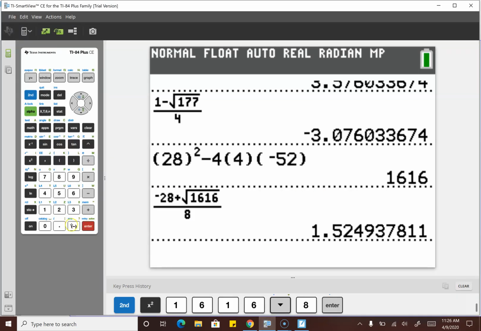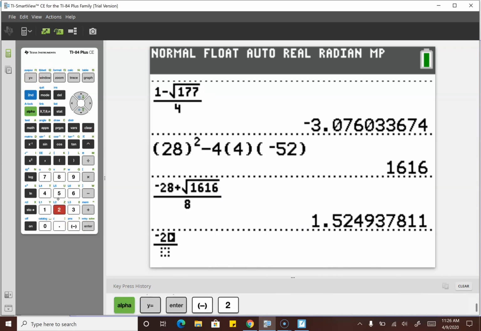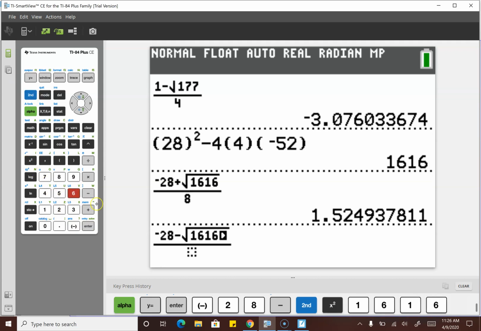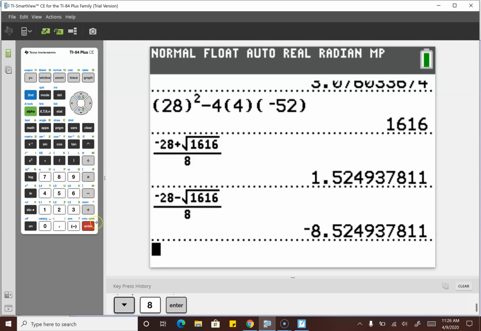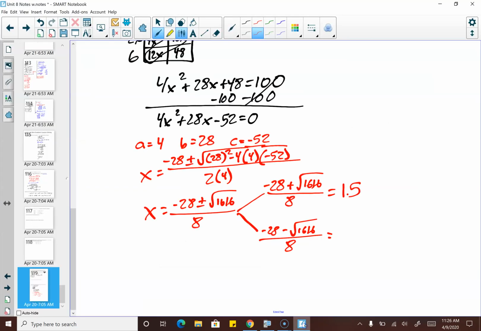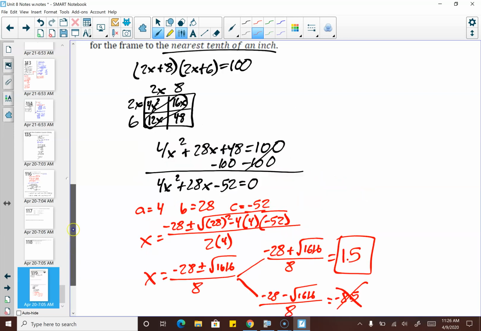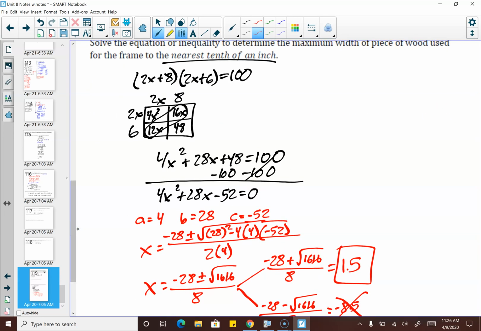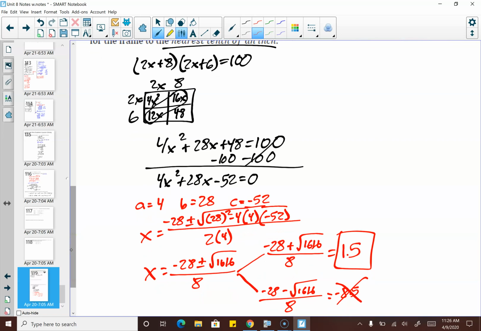And then negative 28, fraction first. Negative 28 minus the square root of 1616 over 8 gives us negative 8.5. Now, we're talking about the width of a picture frame. We know those are not allowed to be negative numbers. So what is our width going to be? It's going to be 1.5, I believe we're in inches, yes. 1.5 inches will be the width of our picture frame.